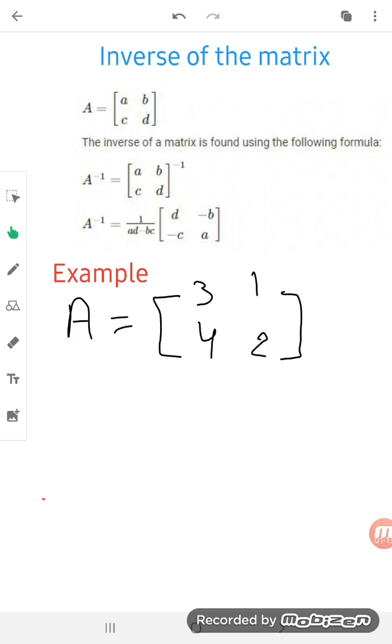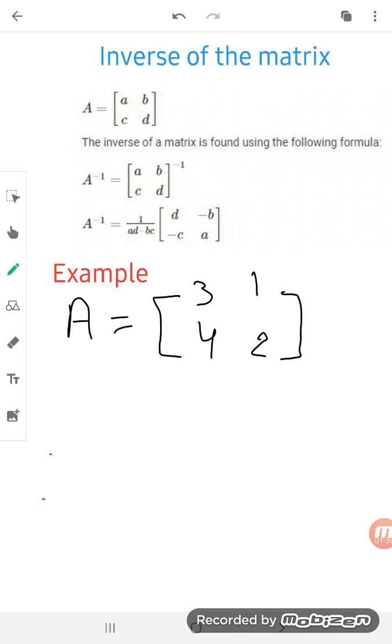Step number 3, change the sign of the other diagonal elements, B and C. Put -B and -C. For example, if we have this matrix A equals [3, 1; 4, 2], find the inverse of this matrix.